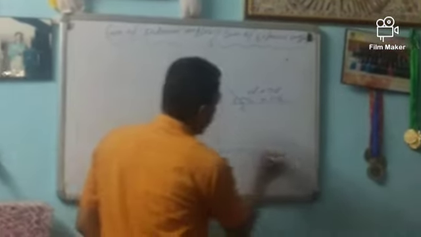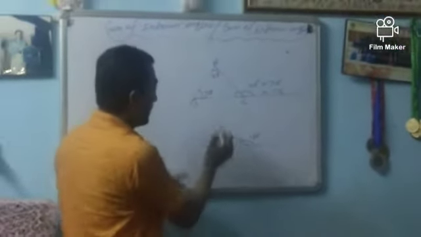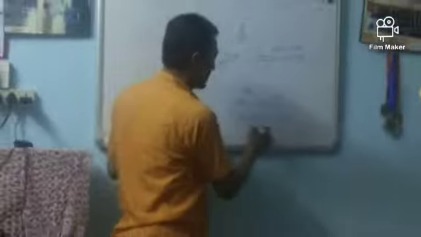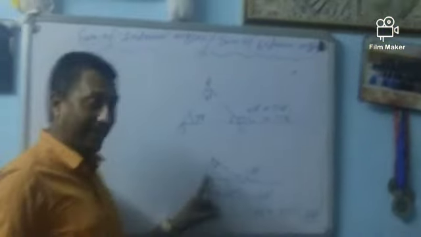Sometimes exterior angles are given. Suppose this is given as 120 degrees, and this is given as 50 degrees, and we have to find this angle. We know this is equal to this plus this. So x plus 50 degrees is 120 degrees. That means x is equal to 120 degrees minus 50 degrees. So the value is 70 degrees, meaning the measure of this angle is 70 degrees.